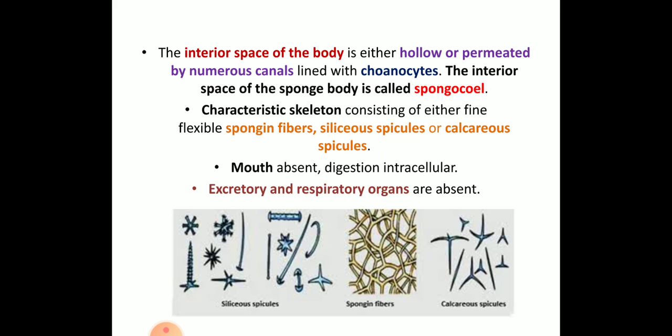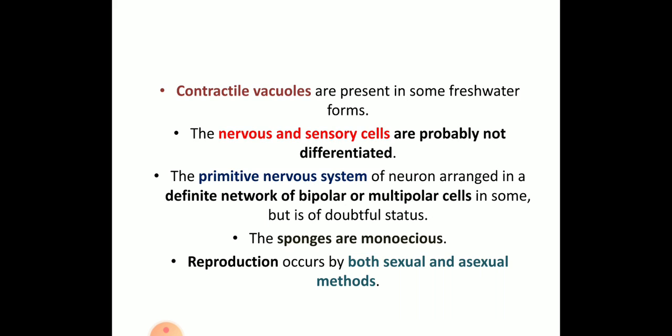Mouth is absent because there is not much organized tissue or organ formation. Digestion is intracellular because it happens within the cell. Excretory and respiratory organs are absent, but these functions take place through a specific wall structure. Contractile vacuoles are present in some of the freshwater forms. The nervous and sensory cells are not differentiated because the cells are not much evolved.